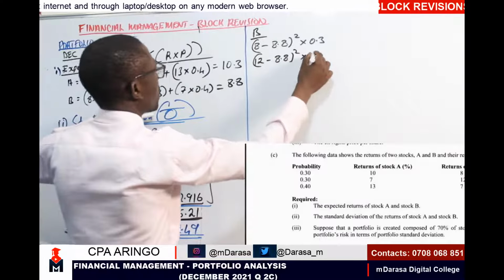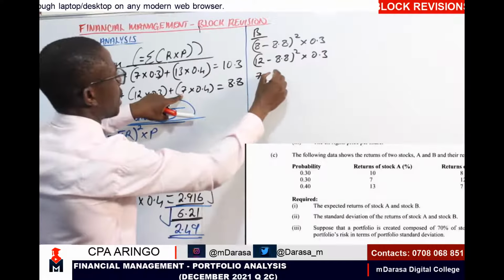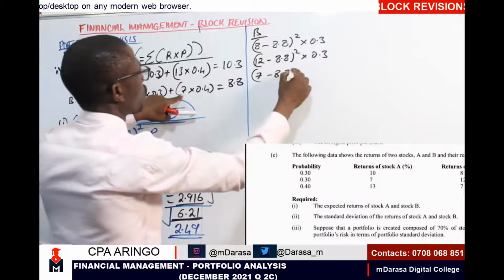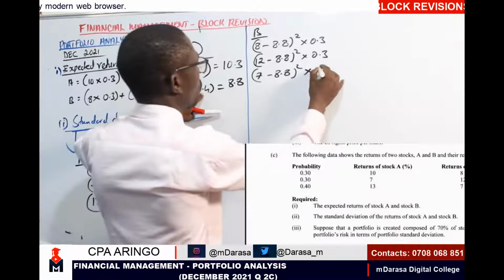We take the second return, 12 minus 8.8, which is our expected return. We square this one times 0.3. We take 7, my good students, minus 8.8. We square this one and multiply by the probability of 0.4. So I'm having 0.4 here.